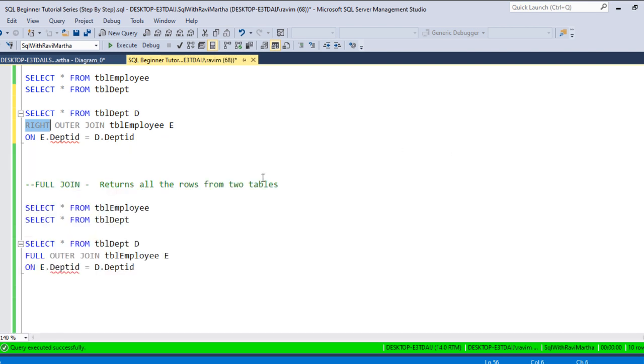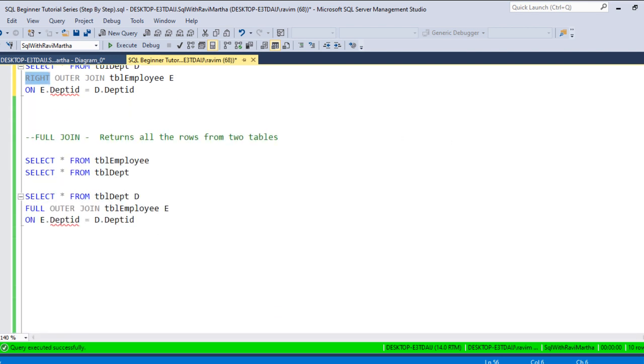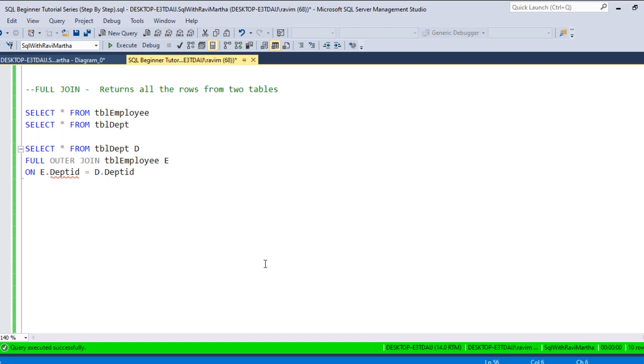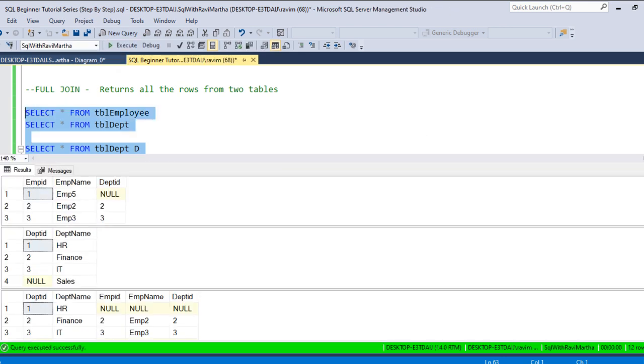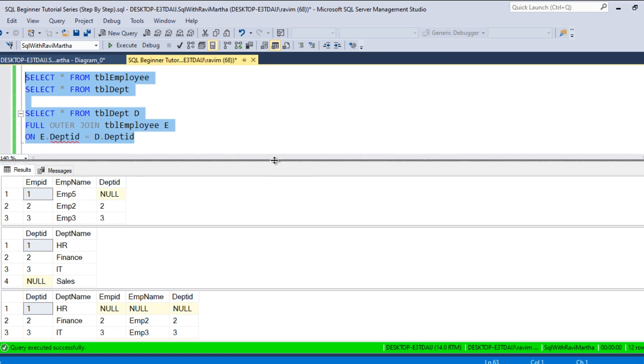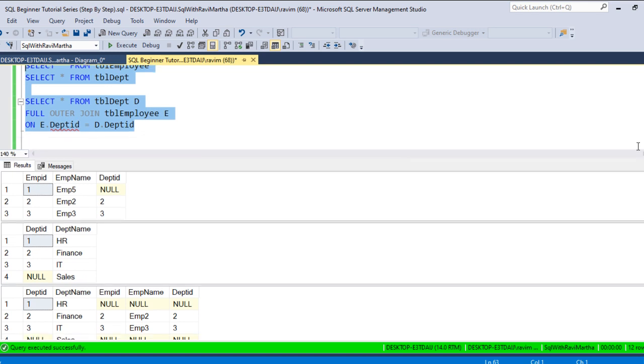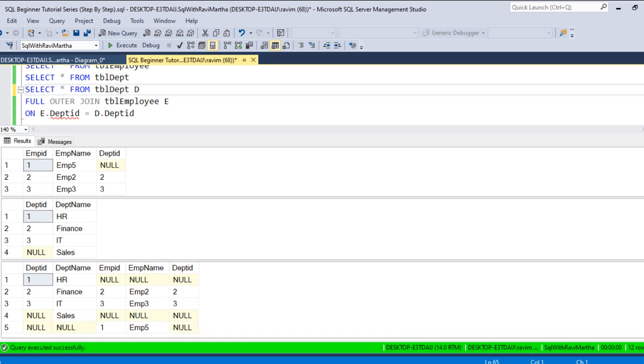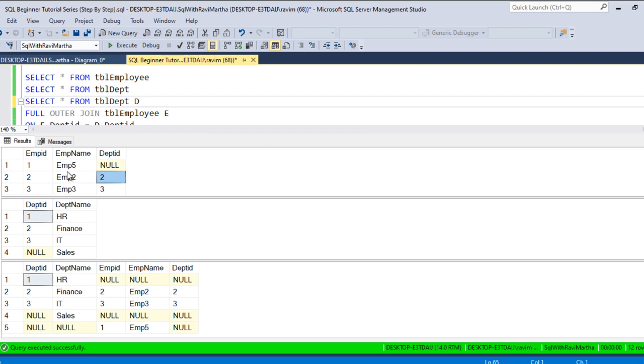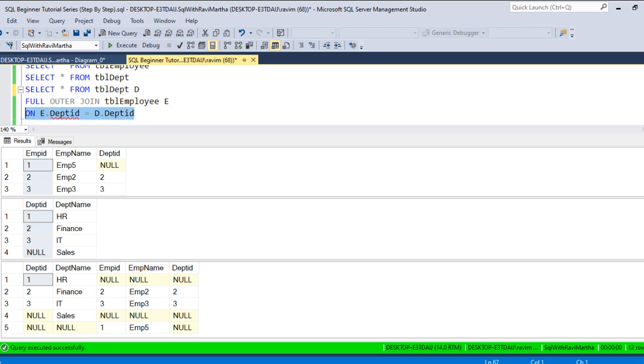Let's go back and write the query for full join. So let's write the full join, and let me run the query. Let's understand here: what does the full outer join mean? It's the records from both the tables, right? So we have three records here and four records here, and the join condition which we have mentioned is department ID. So let's see the query execution.